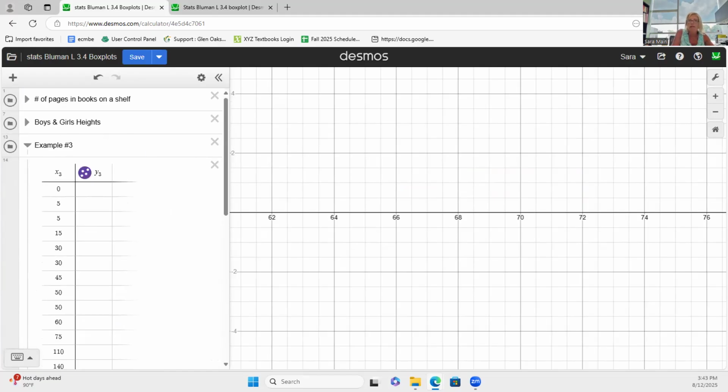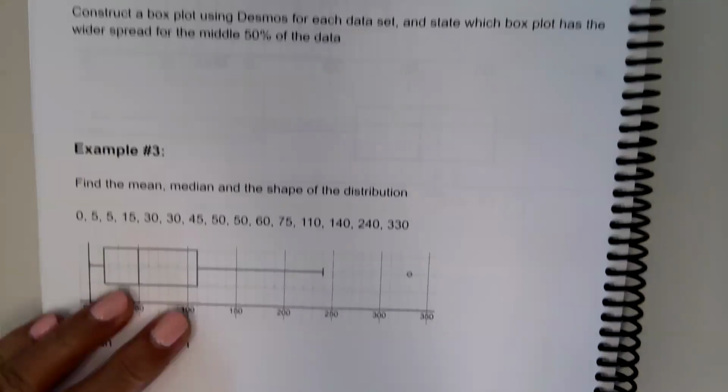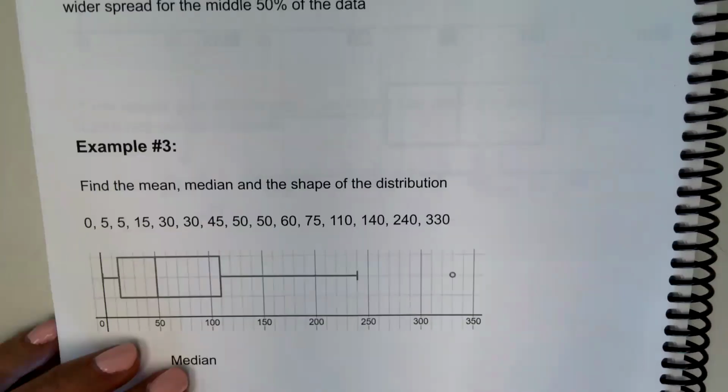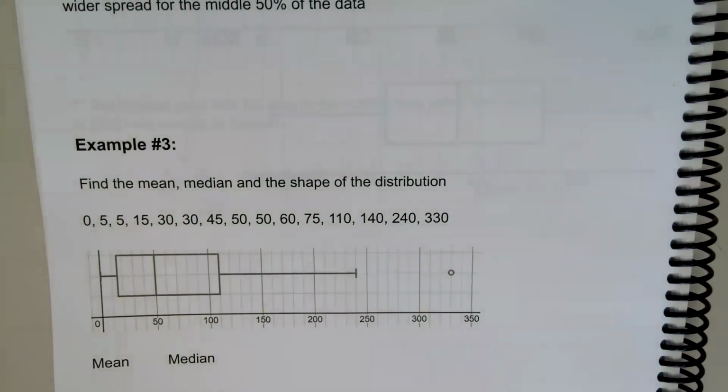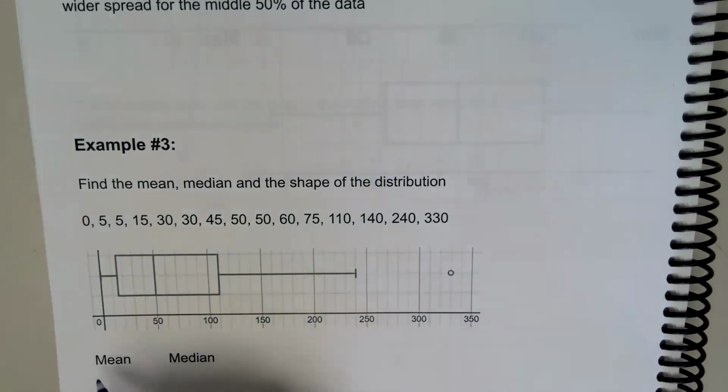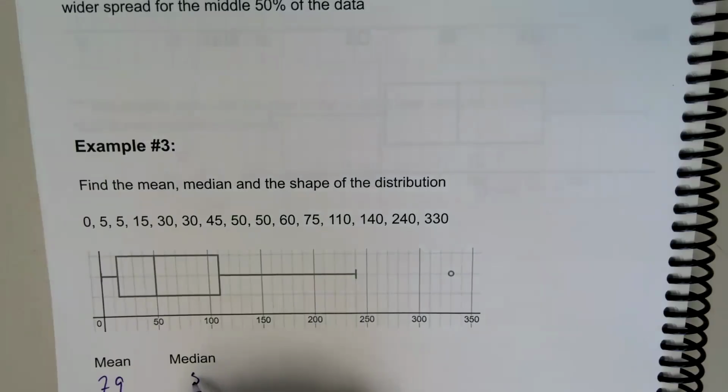And then let's go back to here. So example 3, find the mean, median, and the shape of the distribution of this data. I will let you go to my Desmos and find that information. Typing it in would be good. If you go to it and find, the mean is 79 and the median is 50.